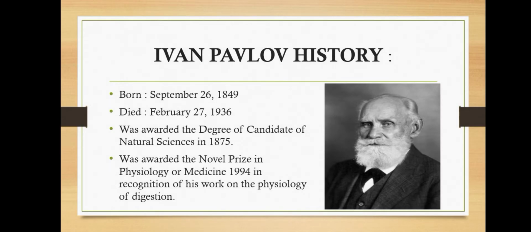Ivan Pavlov history. Born on September 26, 1849, died on February 27, 1936. He was awarded the degree of Candidate of Natural Science in 1875. He was awarded the Nobel Prize in Physiology or Medicine in 1904 in recognition of his work on the physiology of digestion.